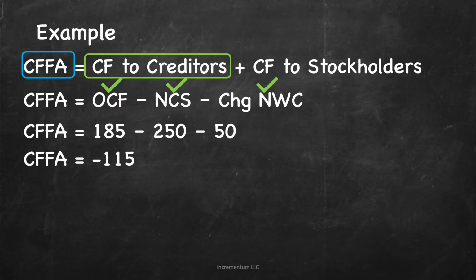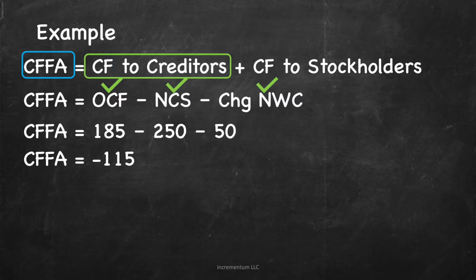It's also possible for net capital spending to be positive if we end up selling more fixed assets than we end up purchasing in the year. And it's also possible for change in net working capital to be positive if we end up reducing our investment in inventory and accounts receivable. So all three of these components can be either a positive sign or a negative sign depending on what's going on in the firm. In this particular case, we just happen to spend more money than we made this year.